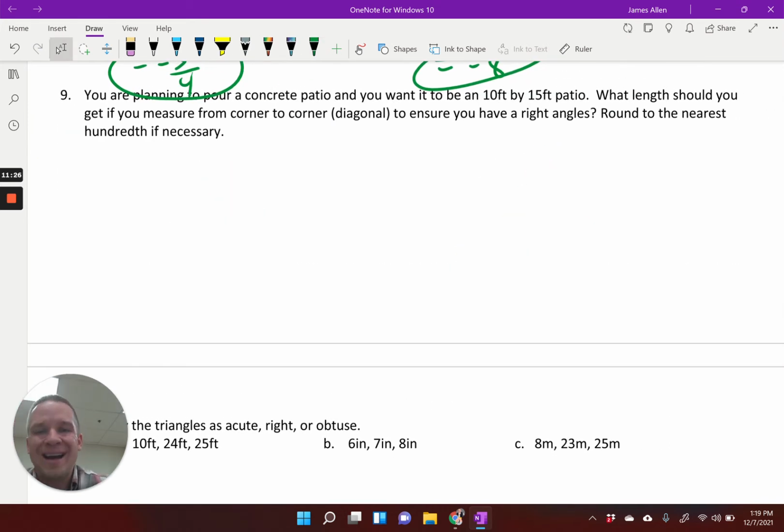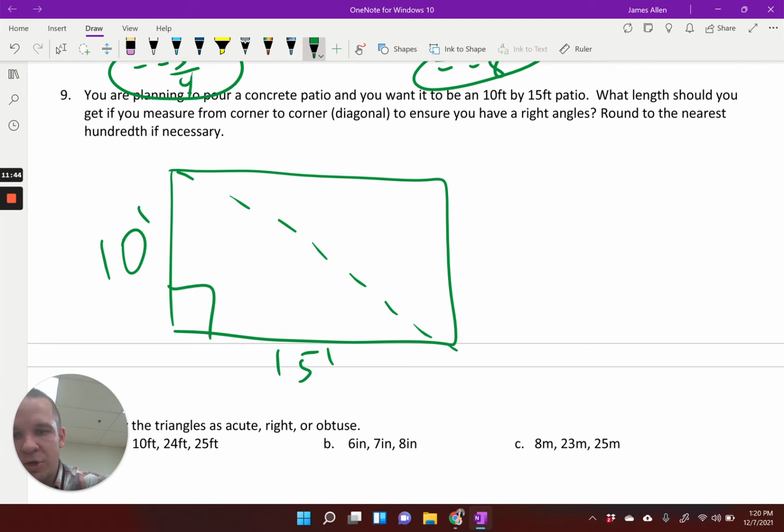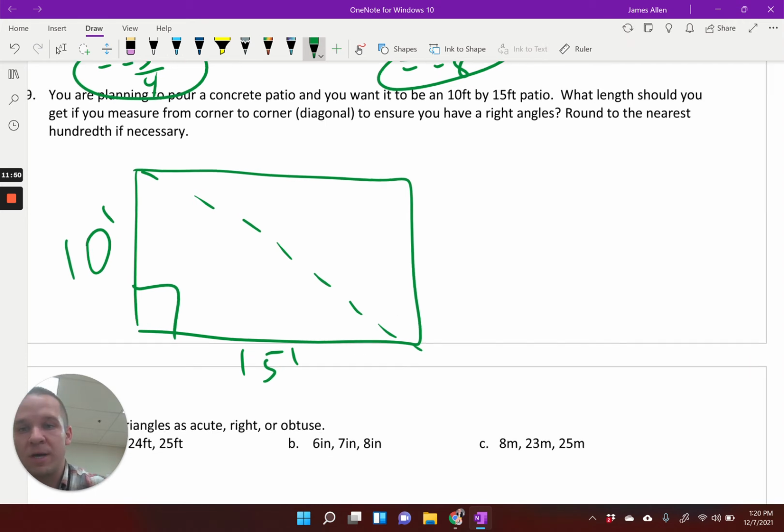So you're planning to pour a concrete patio and you want it to be 10 feet by 15 feet. What length should you get if you measure from corner to corner to ensure that you have right angles? Round to the nearest hundredth if necessary. All right, so if I draw this patio out and I've got 10 feet by 15 feet, I want to know what length this should be to ensure that I have a right angle. Well, that certainly looks like a right triangle. How about I use Pythagorean theorem to calculate what that length should be?